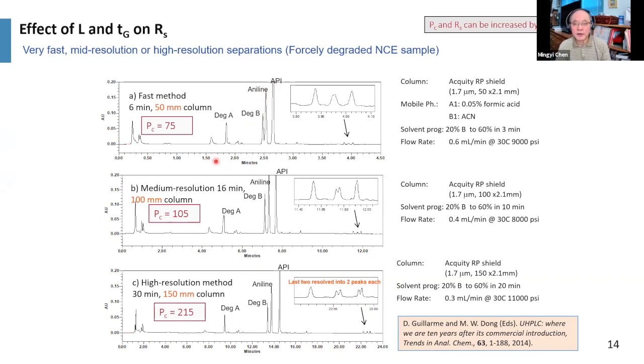Now I have a choice. If I have a UHPLC, this is a UHPLC method development. If I use a 5 millimeter length column, coupled to a very fast gradient time, a 6-minute gradient, a 6-minute method, you can see that I can get very fast chromatography, and I have pretty good resolution, right?